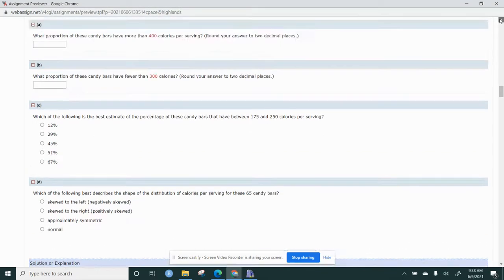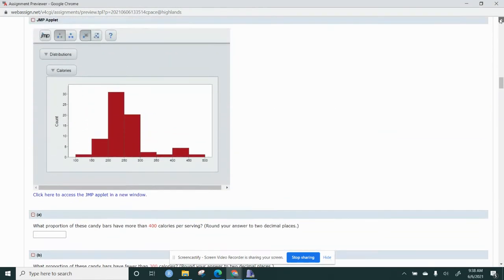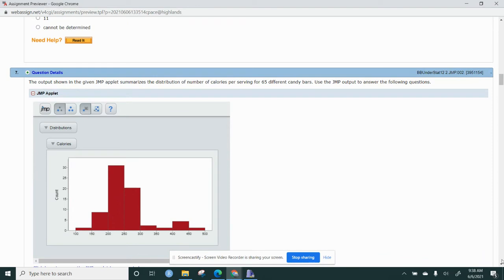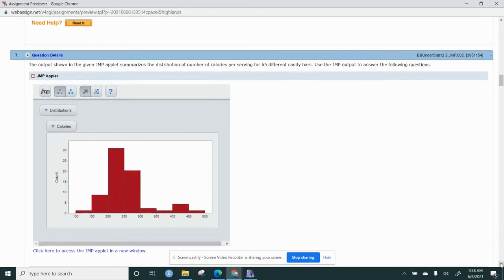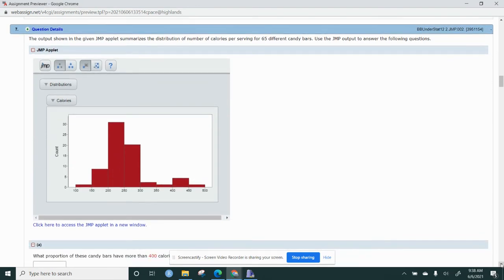Okay, so now let's go ahead and do number 7 and number 8. What we're seeing here is a graph, and it's through JMP, which is a statistical software. If I hover over it, I can see that this is the number of calories for 65 different candy bars. So remember, our sample size is 65. That's going to become important in just a minute.